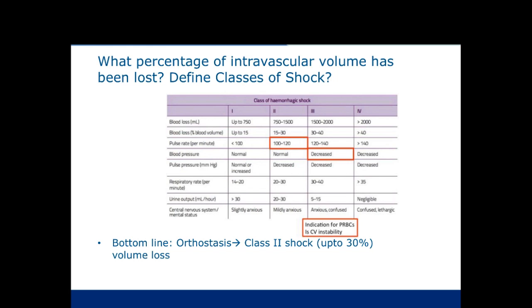Class 3 shock is when your blood pressure is decreased. That's when you get it. So don't trick yourself. When it gets to blood pressure, that means they already lost a lot of blood by that point. So you have to replace it even before they get there, right? The urine output starts getting decreased, and in class 4, obviously, they're confused, lethargic, and going into coma, right? But the whole point is, if you see orthostasis, it's at least class 2 shock, maybe class 3, and you need to do something about the volume.